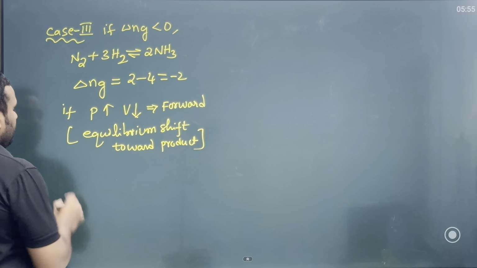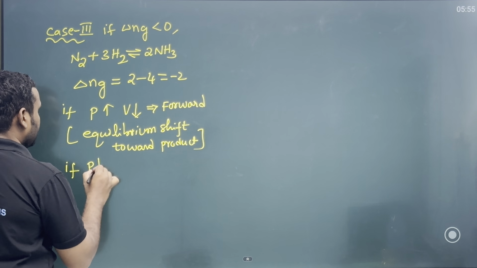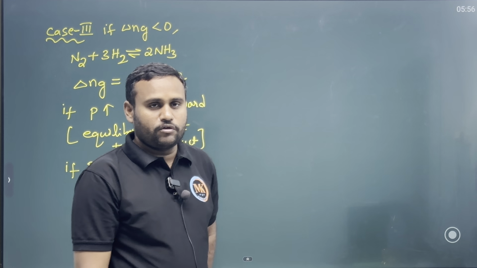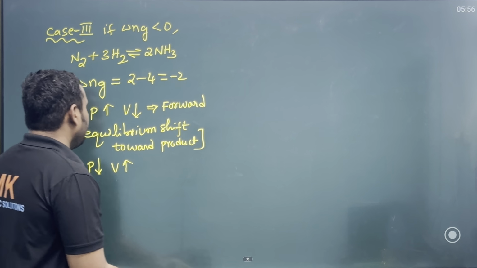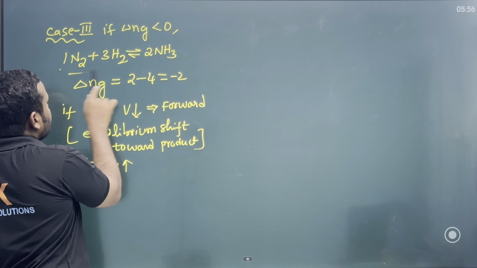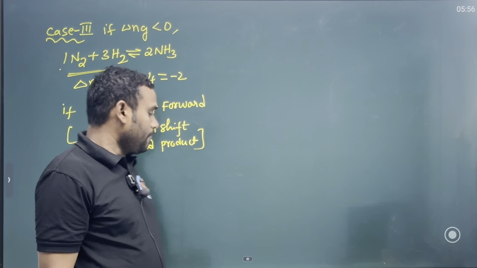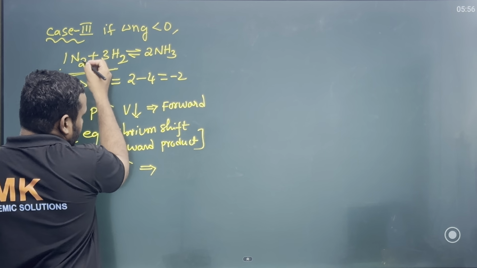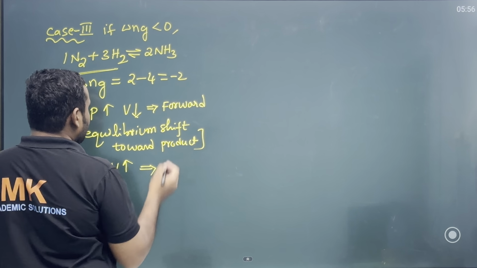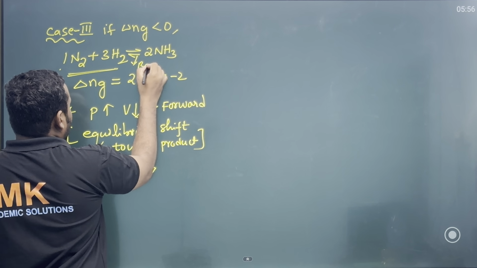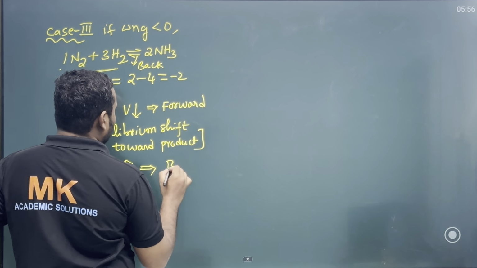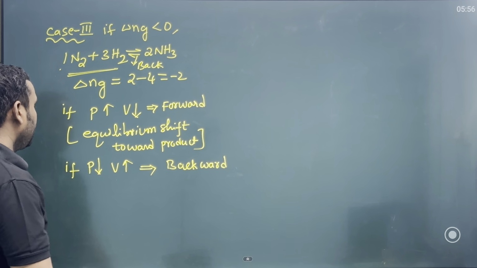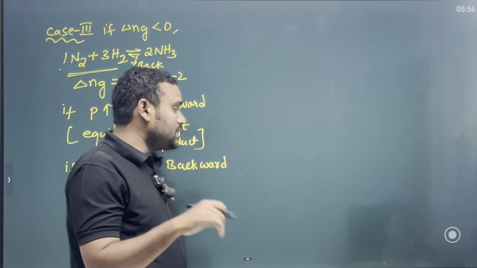If pressure is decreased, volume is going to increase. Now the equilibrium shifts towards the more number of moles. Equilibrium shifts towards which side? More number of moles. Where are we having more number of moles? At the reactant side we are having more number of moles. So pressure decreases, volume increases, means backward reaction, because more number of moles is in the reactant side, so the equilibrium shifts towards the reactant side. Reactant side means the backward direction reaction is going to take place.